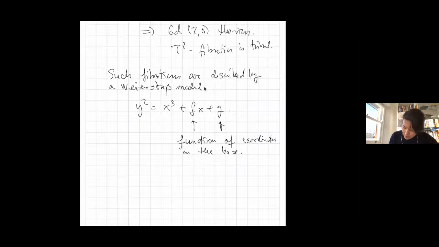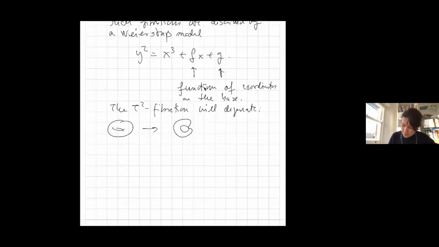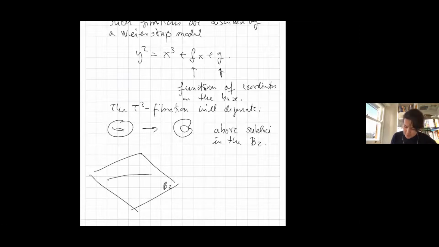Now, the fibration, if it's non-trivial, so the T2 fibration, will degenerate. So the torus, for example, pinches off one cycle. So you go from something that's a nice smooth torus to something that's like this, and can further degenerate. And in fact, it will degenerate at loci in the base, and above sublocii in the base. So you have essentially the base B2, and then there'll be some sublocus, U equals 0, and above that you get one of these pinched geometries, where at the generic point you have a smooth fiber, but there'll be subloci where it degenerates.